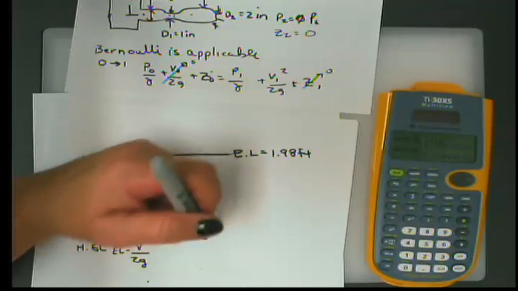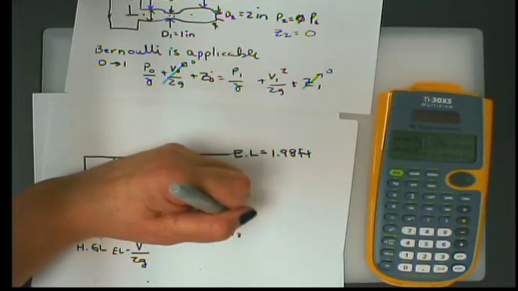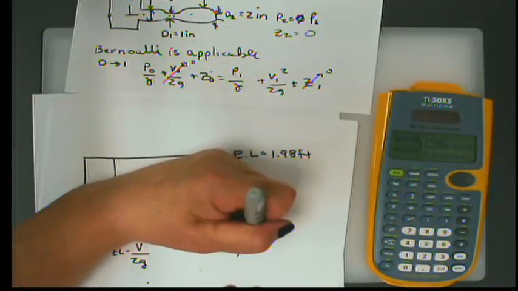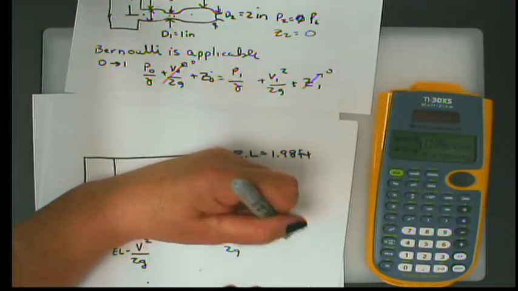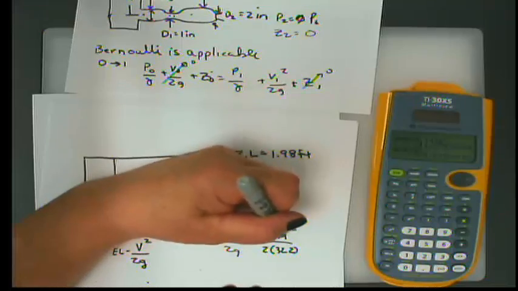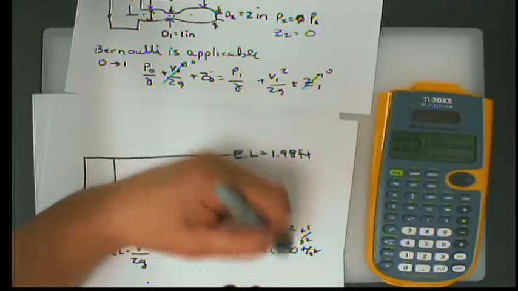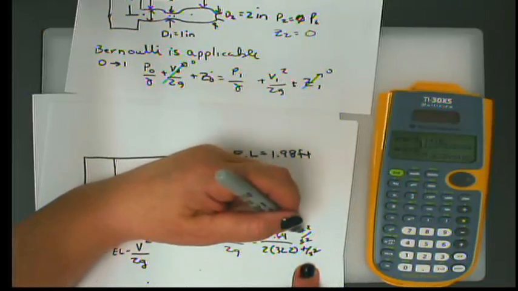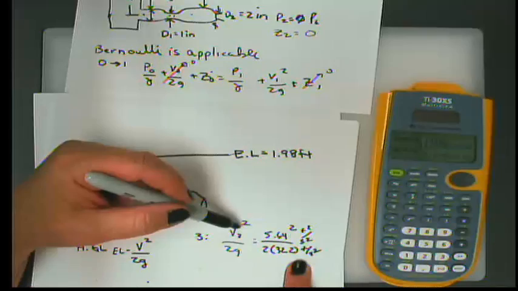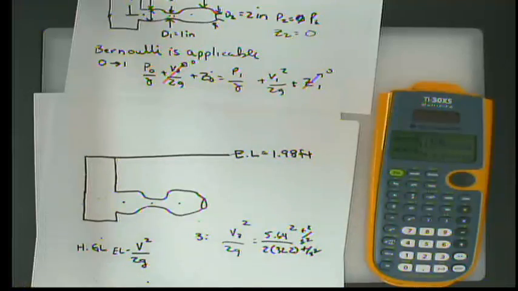So let's go ahead and take a look at 3. The velocity at 3 squared over 2g is going to be that value 5.64 squared over 2 times 32.2. This is going to be feet squared per second squared. This is feet per second squared. Second squared cancels out. I'm left with feet. And that gives me a height. So that will be correct. So this will give me an elevation in height.